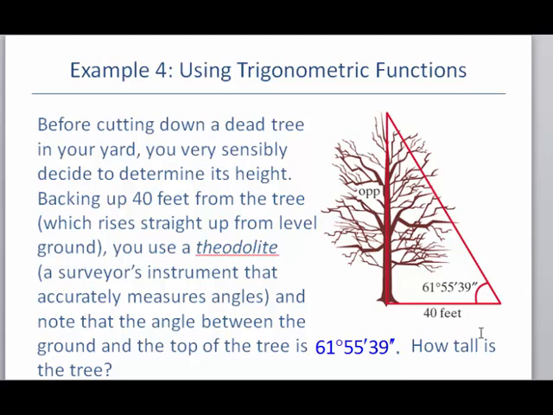Okay, so let's be sure that we understand what has happened. We have this tree. We have backed up 40 feet, and we've now looked at the top of the tree. And so this angle of elevation, which is the difference between straight ahead and looking up at an object, is 61 degrees, 51 minutes, and 39 seconds. And we want to use a trig function to estimate the height of the tree.